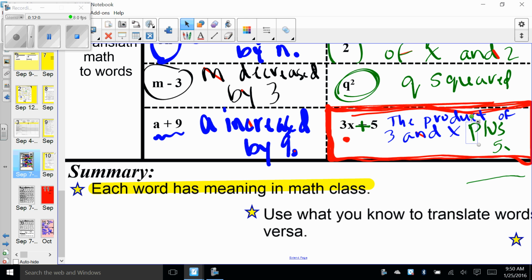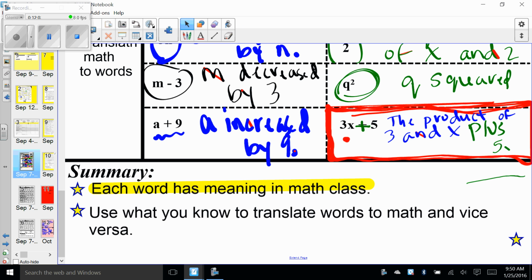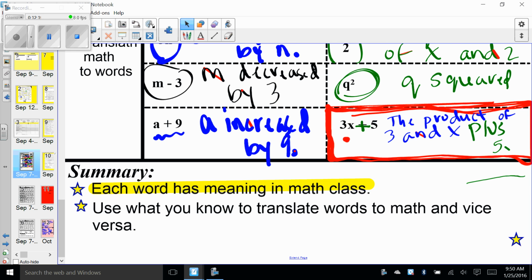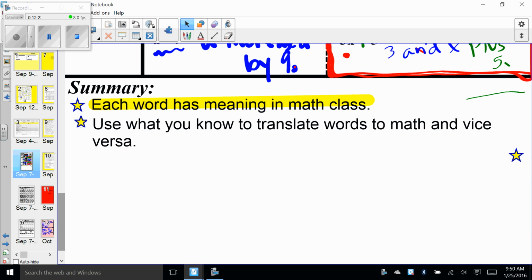All right. Next summary. Use what you know to translate words to math and vice versa. If you know that you just want to use something simple as add, that's fine. But we have to be able to go back to our cheat sheet and make sure that we've covered all of the symbols. Everybody should be writing that summary. You can go ahead and abbreviate if you need to. I know there's a lot of writing there. And we have one more thing for our summary today.